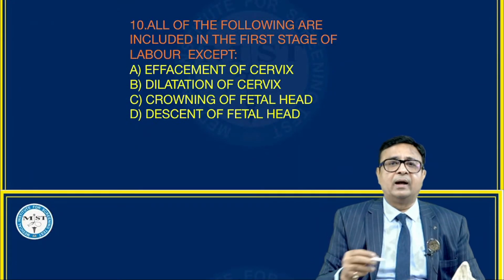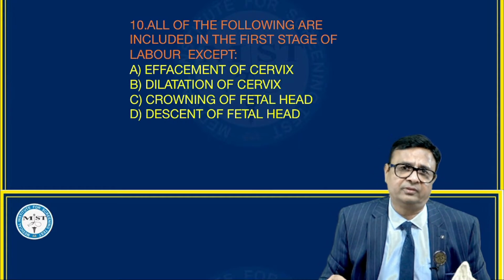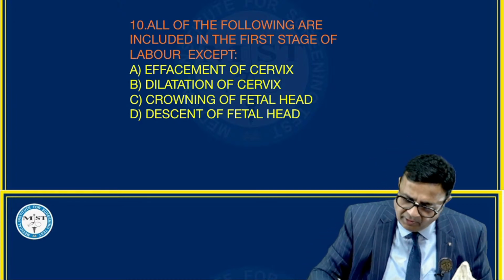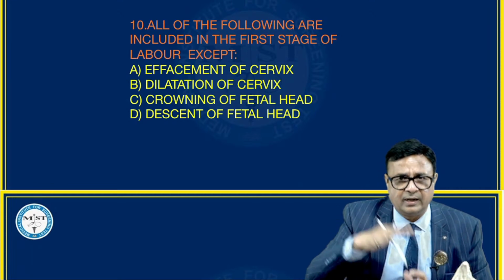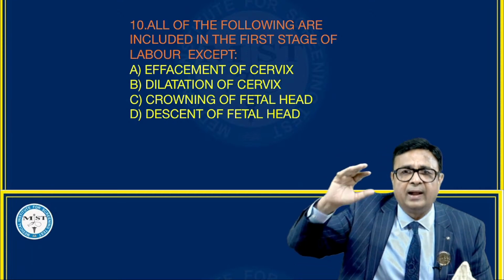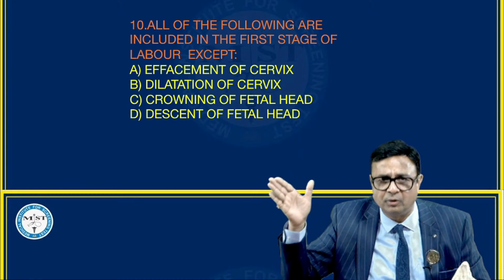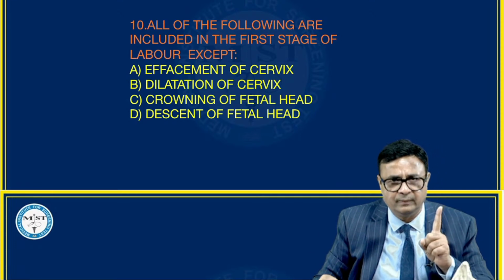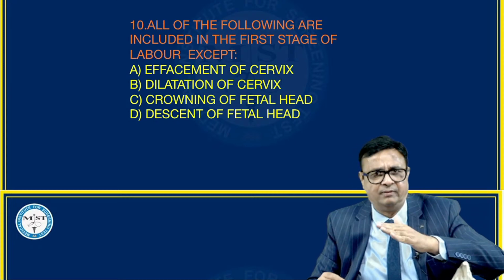All of the following are included in the first stage of labor except. First stage is divided into latent phase and active phase. Latent phase is up to 5 centimeter and active phase begins beyond 5 centimeter, that is from 6 centimeter to 10 centimeter. So effacement of cervix occurs in first stage, latent phase. Dilatation of cervix mainly occurs in active stage.